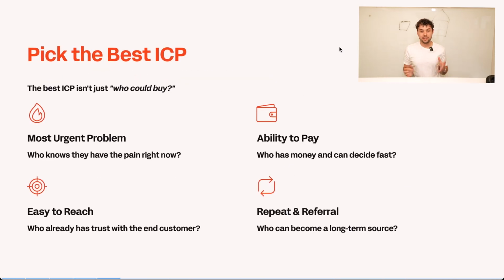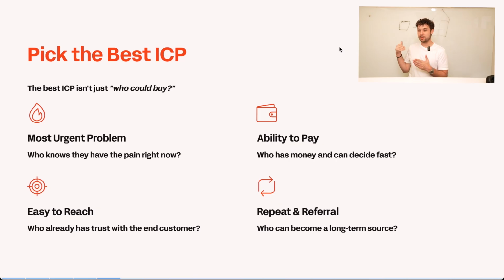The best ICP isn't just who could buy, because most people are going to think, okay, I have a generator business, I need to sell to everyone. Everyone has a home, so I'm just going to sell my generator to everybody that has a home. And they're going to run Facebook ads to everyone who has a home, and they're going to burn a ton of money and wonder why they're not profitable. Well, it's because you're not being specific enough with who is the most likely candidate, aka your ICP, to buy your product. So the people that you want to look for are people who have the most urgent problem, who know they have the pain right now, or someone who has the ability to pay, so who actually has money and can decide fast.